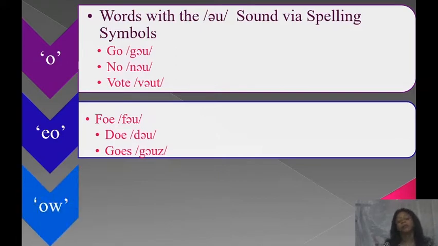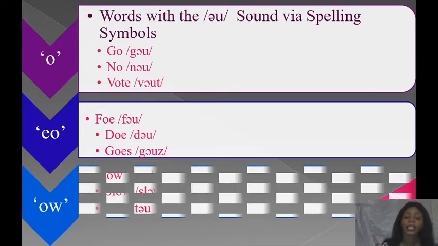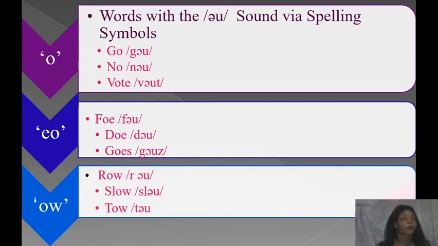Okay, the third spelling symbol we would be looking at is the O-W. Now we have the word row, row. We also have the word slow, slow. I also want to believe that you're pronouncing this word after me. You're repeating what I am pronouncing. Slow. We have the last example under the spelling symbol, which is toe, toe.